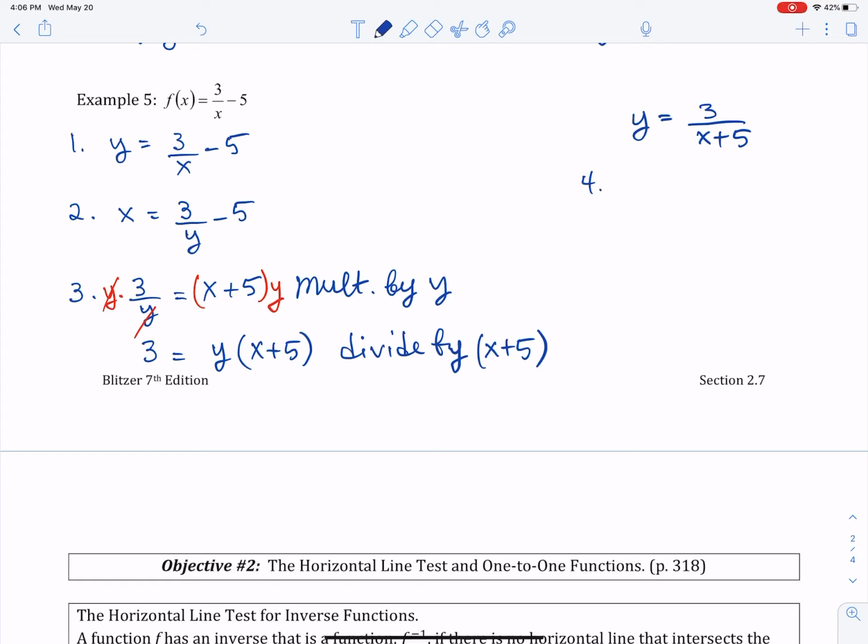Finally, step 4, use inverse notation. The inverse function is going to be 3 over x plus 5. Circle your answer. With this, I'm going to stop this video.